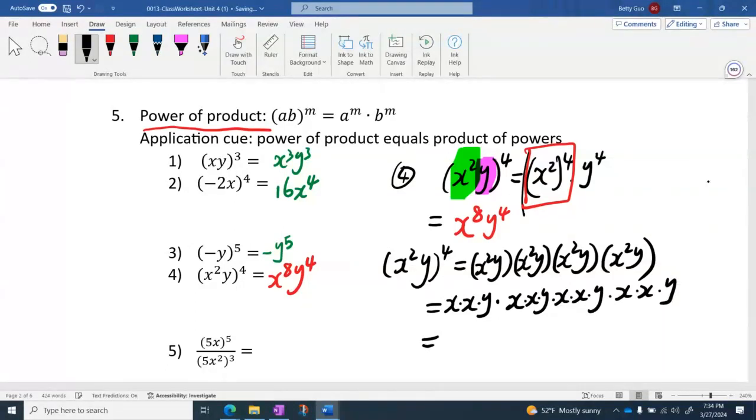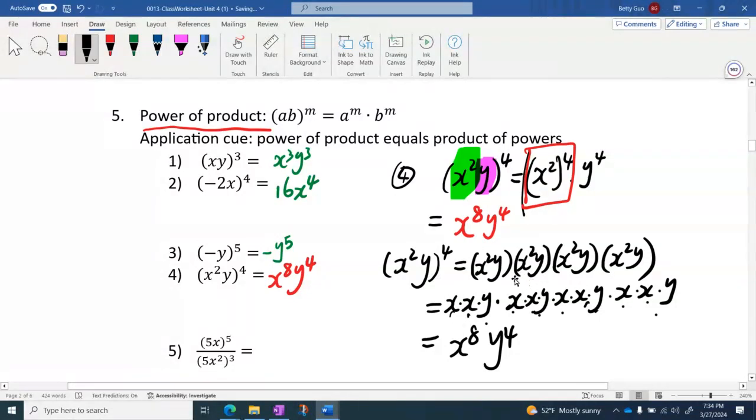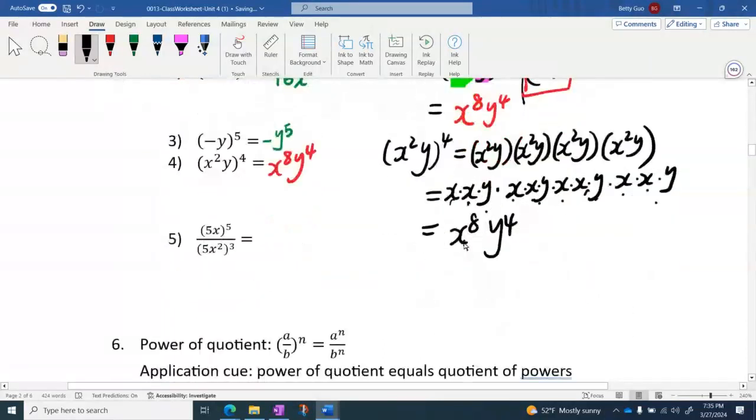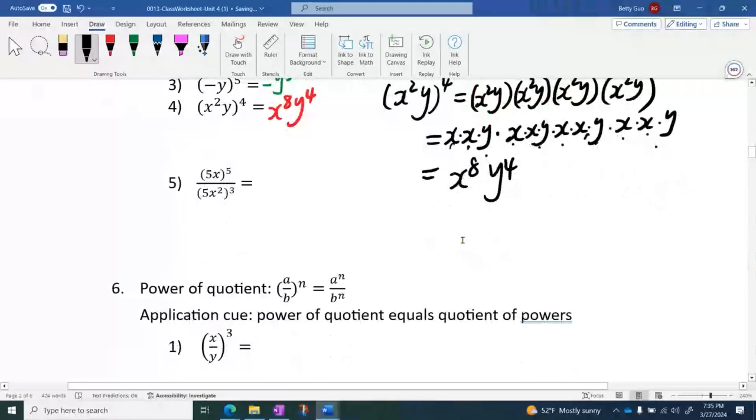And then we count it. How many x do we have? 1, 2, 3, 4, 5, 6, 7, 8. So we have x to the power 8. And how many y's do we have? 1, 2, 3, 4. So we have y to the power 4. So either way, you should be able to get it done. Even if you don't know the power rule or the power of a product, at least you need to know what an exponential expression is and how to rewrite it as a repeated multiplication like this. Okay, try number 5 and let me know your answer.